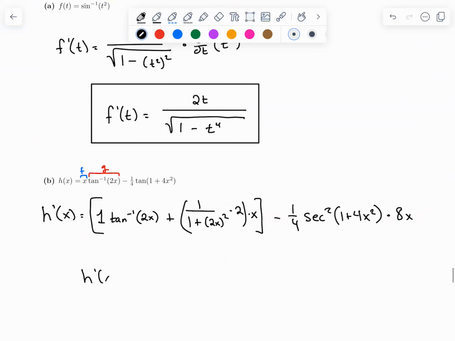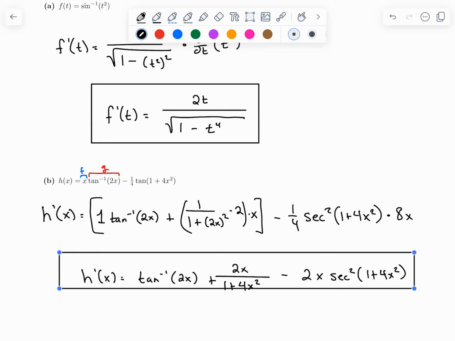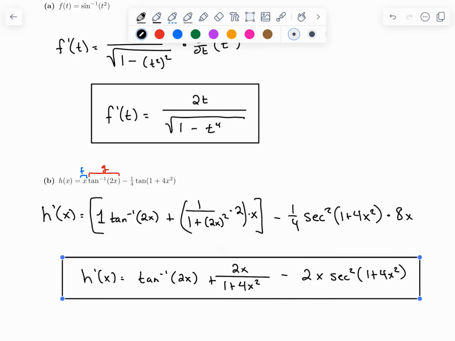And you can leave it as is, or we can write it prettier. I'm going to write it prettier just because I think this one's a little bit daunting. But on an exam, you do not need to simplify. So that'll be tangent inverse of 2x plus 2x over 1 plus 4x squared minus 2x secant squared of 1 plus 4x squared. Any questions on that?